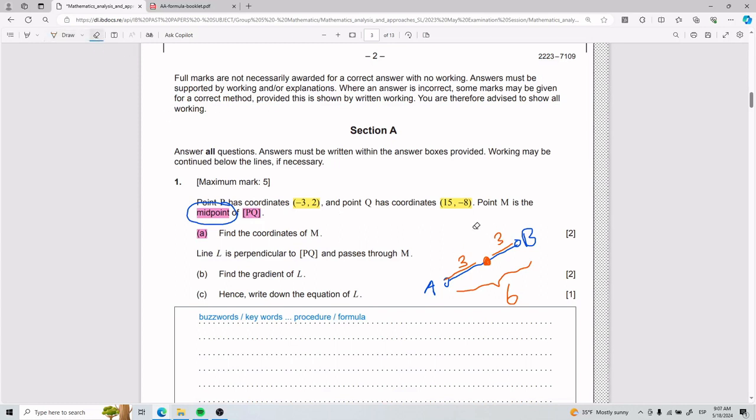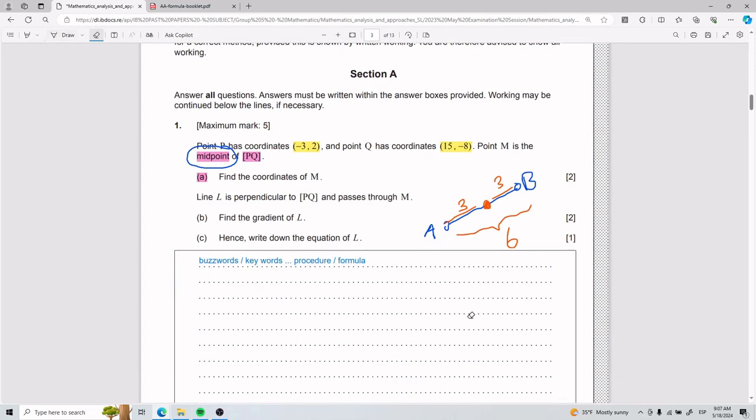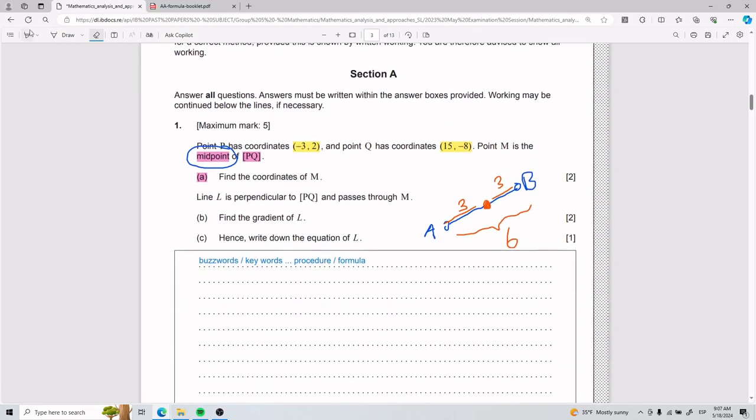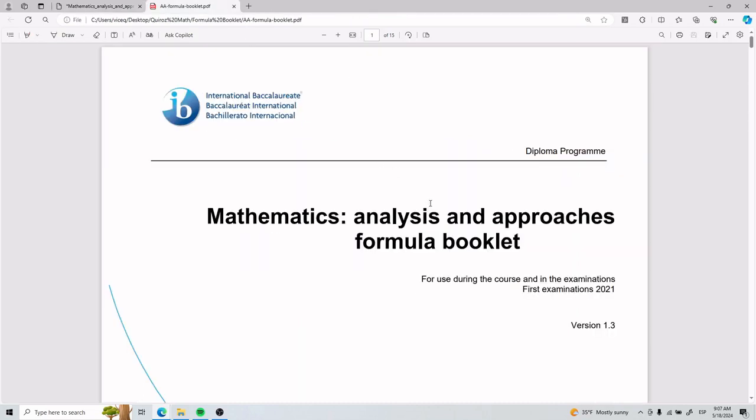And for finding the coordinates of M, of the midpoint, there is a formula. And so the day of the test, you guys, you will be walking in with the formula booklet. So why do I talk so much about knowing the buzzwords well and the keywords well? Because once you know the keywords well and the buzzwords well, a lot of times they're in your formula booklet.